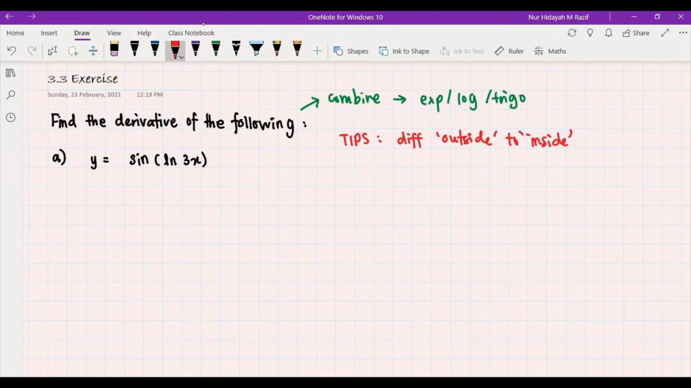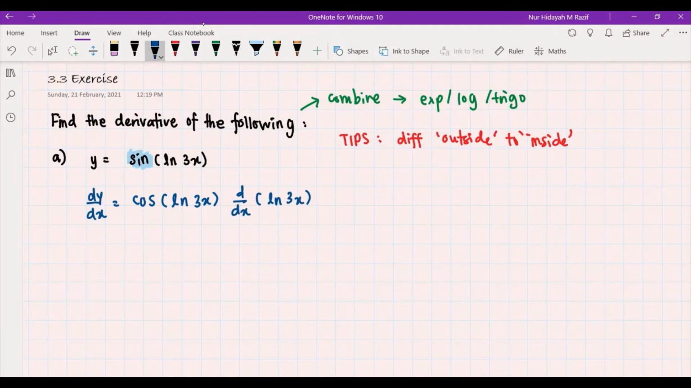So what do I mean by this? We are going to take a look at the outmost function. In this case, we have sine as the outmost function. Once you start differentiating this kind of function, you need to differentiate sine first. Differentiating sine gives us cos, and the angle, whatever is inside, will stay the same. So cos ln 3x, and then we are going to differentiate our angle, which is ln 3x.